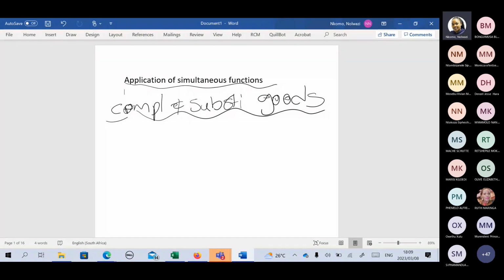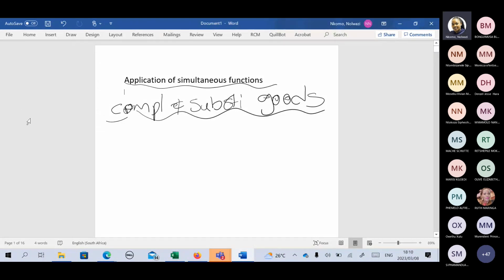So the main difference between these two goods, the complementary goods and the substitute goods, is that substitute goods are goods that can replace each other, whereas complementary goods we consume together. They are consumed together.